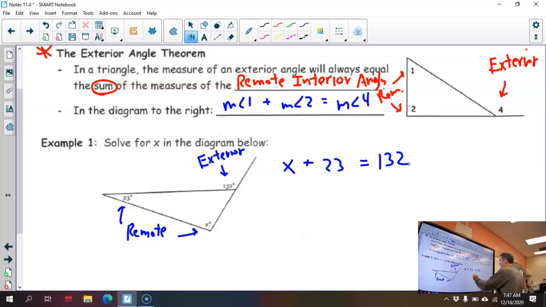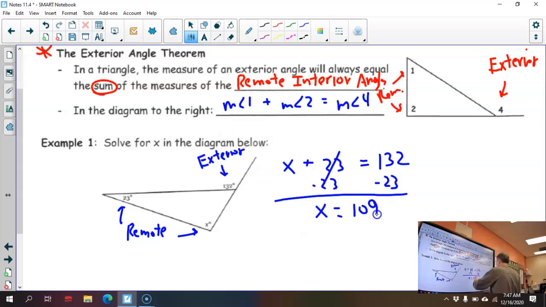And that is easy to solve for all of us, right? We subtract 23 from both sides. Boom, we get x equals 109, it looks like. And I have done it. All right, so that is the first rule of the day. When you add the remote angles together, they will equal the exterior angle.